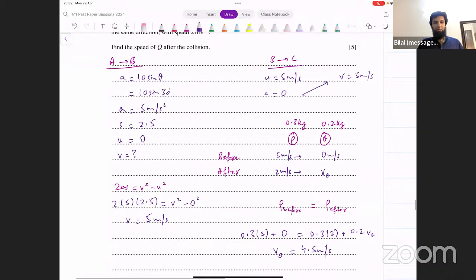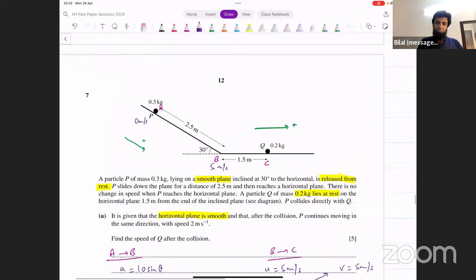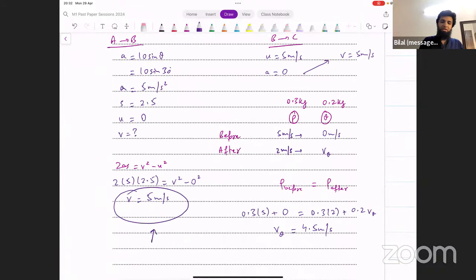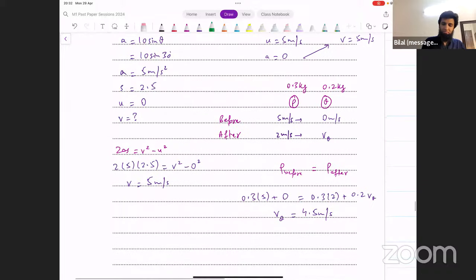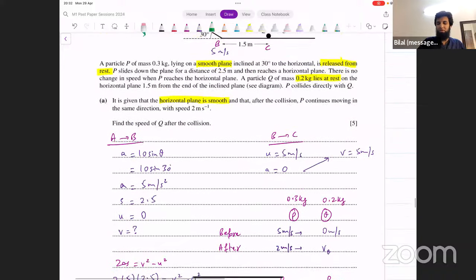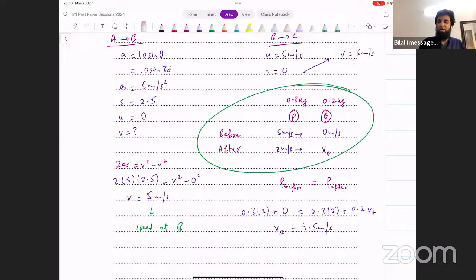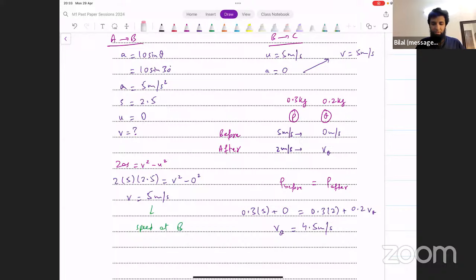All right. So we looked at what happens from A to B. The speed at the point B is 5 meters per second. That becomes the speed for the horizontal part of the journey, and we use that as the speed just before collision. And then use conservation of momentum to figure out what happens right after collision. Okay, that's the velocity of Q after collision, and that's what we were looking for.